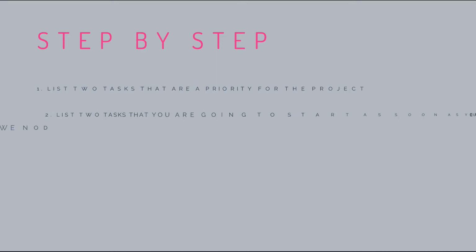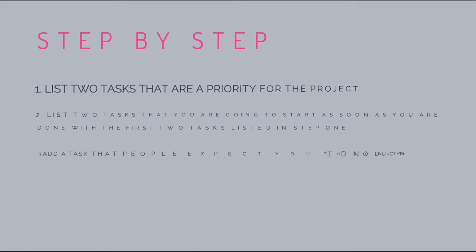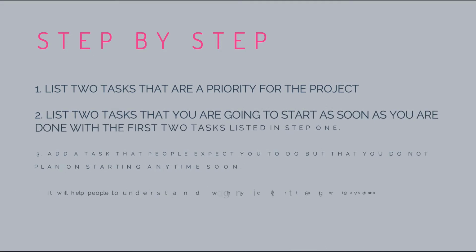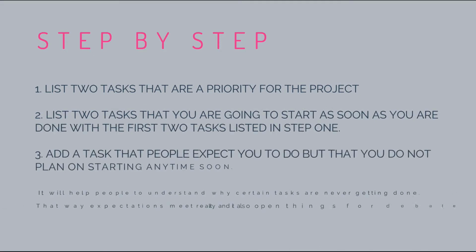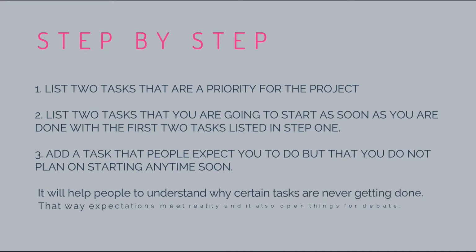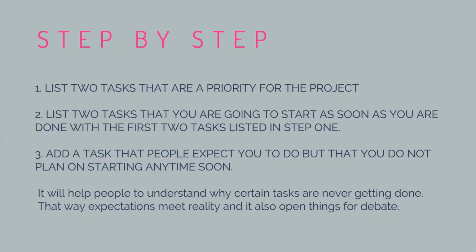The first step of the rule of 5 is to prioritize 2 tasks or 2 projects. The second step is to list 2 projects or tasks that you will work on after you finish the first 2 tasks. The third step is adding a task that people expect you to work on, but that you don't plan to work on because of lack of time, lack of interest, or because you're against the idea or even considering the task. For example, a task that you think could be further discussed or that you don't necessarily agree with.